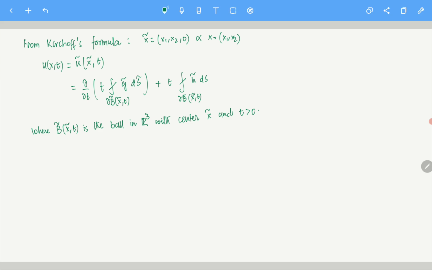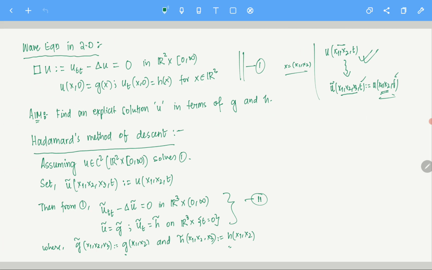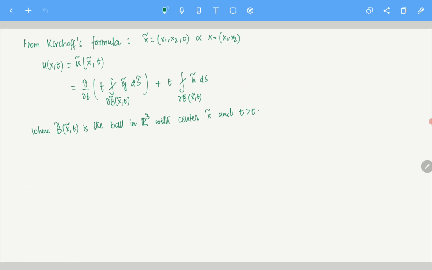Clear? I think this is very clear to you. This is from the Kirchhoff formula, right? G tilde, h tilde, because we have u restricted at t equals 0 is g tilde, h tilde. So I am just writing it down, plain and simple. Okay, right? And of course, what is dS? Sorry, here it is dS tilde. Okay, and of course, let me write it here, dS tilde.